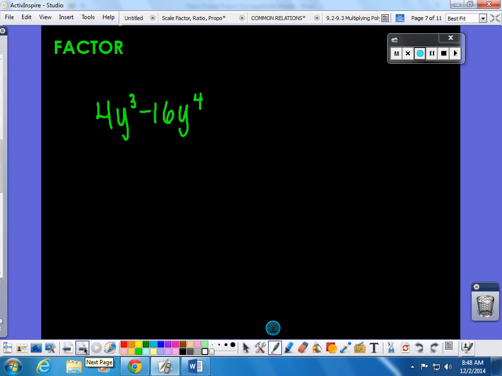All right, let's look at this one. Looking at the numbers, what's the greatest common factor? 4. Okay. Looking at the variables, what's the greatest common factor? Y to the third. All right, so I've got a 4y to the third.